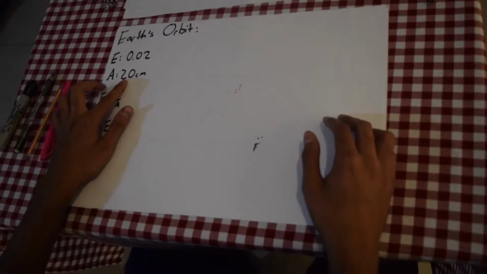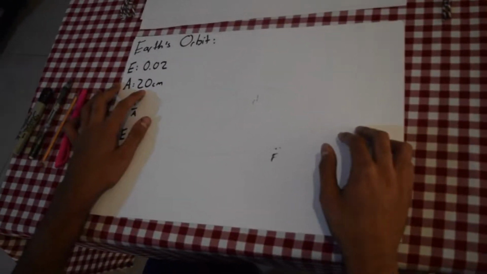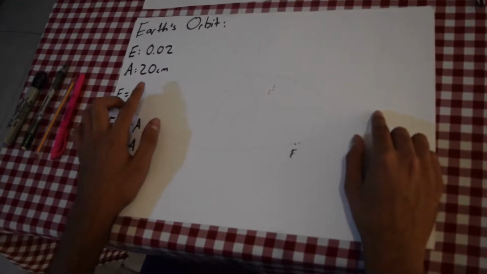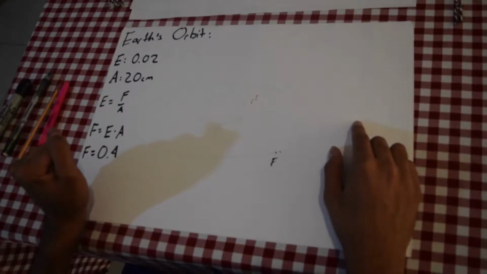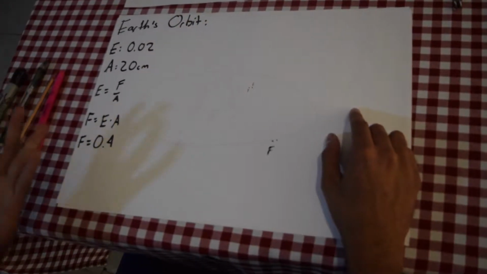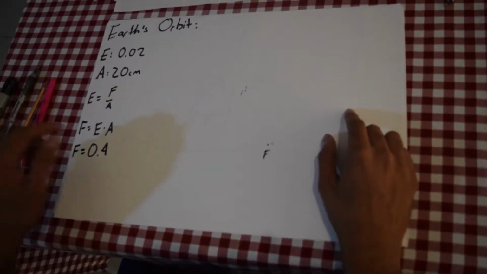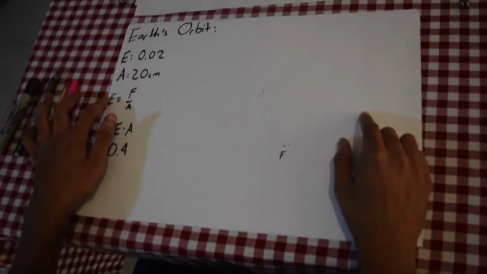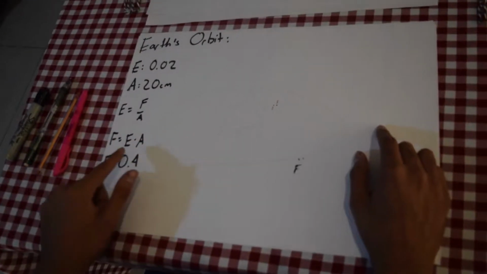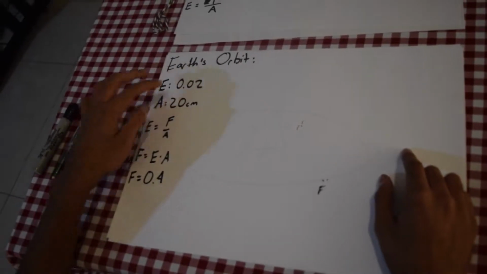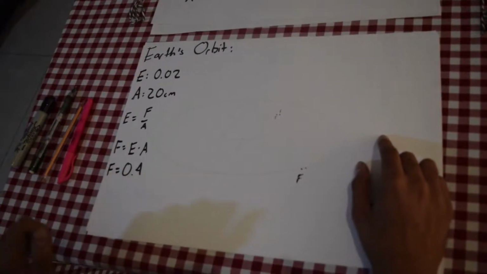So I chose that the major axis, big A, would be 20 centimeters. So then we basically already have what big F is, we just multiply A times both sides. F equals E times A, so 20 times 0.02 is 0.4 centimeters.